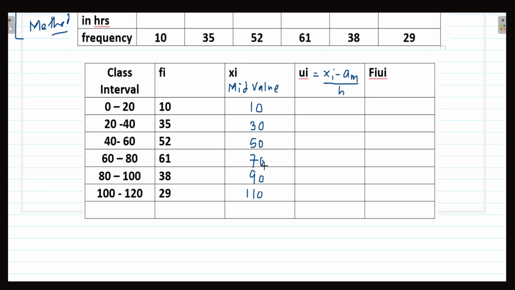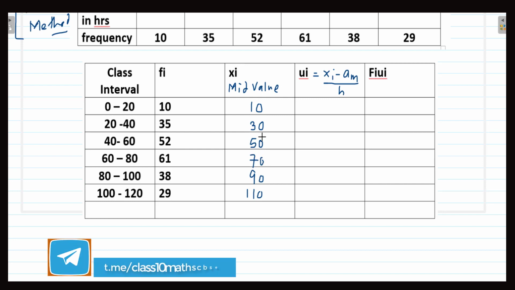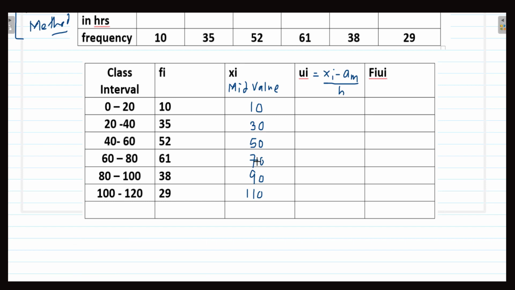Here you can assume any number as the assumed mean. You can take 50 or you can take 70 also, but take that number which has the more frequency. 70 has the frequency of 61 and 50 has the frequency of 52. So obviously here 70 has frequency 61, that is more than that of the 50, and therefore we will take the assumed mean as 70. So 70 will be the assumed mean. So write here assumed mean is equal to 70.